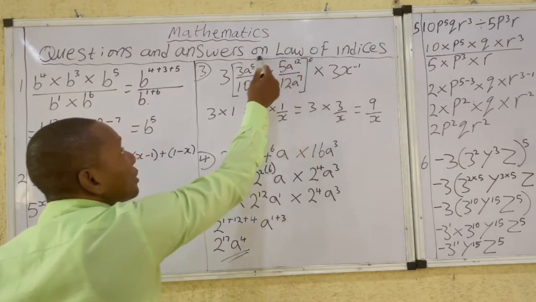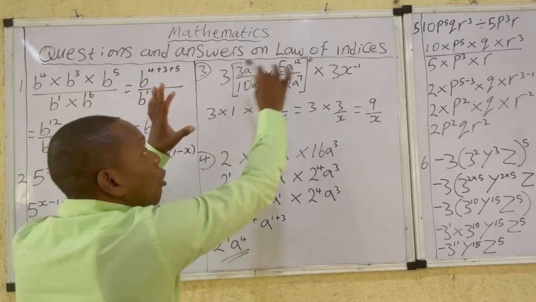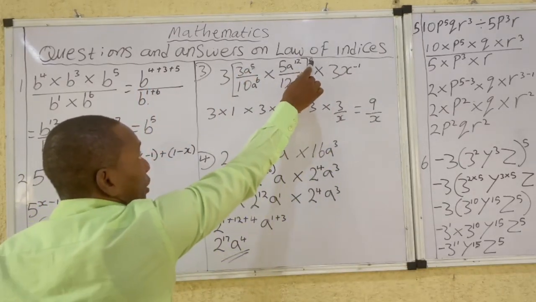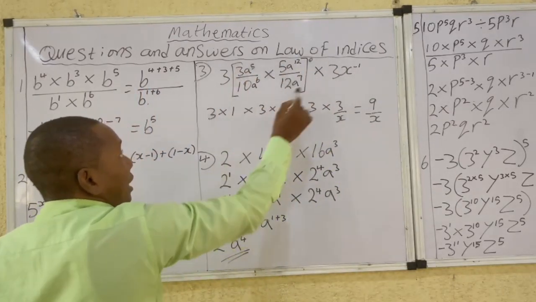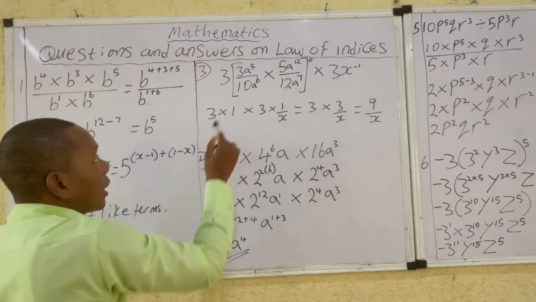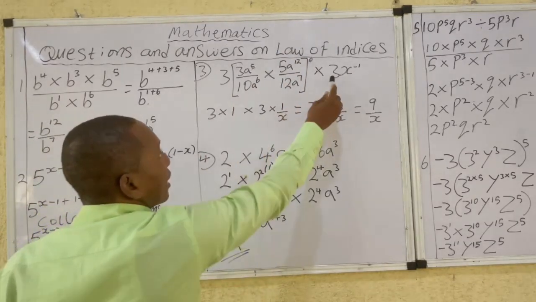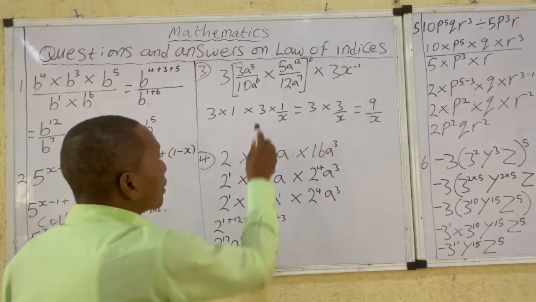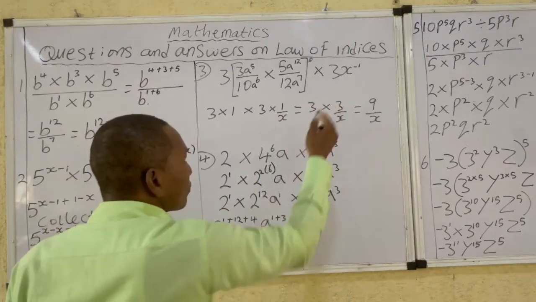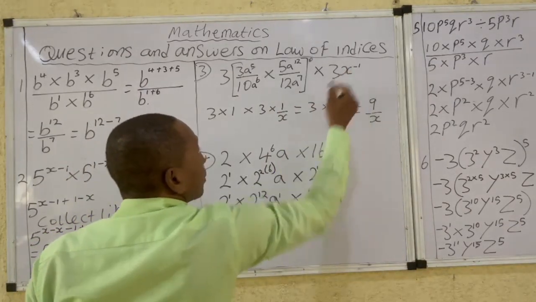Anything raised to the power 0, even if you put all the figures in the whole bracket, raised to the power 0 is actually 1. So everything here is actually 1. So now I have 3 times 1 times, now remember there is 3 here. So 3 times, this is x raised to the power minus 1.